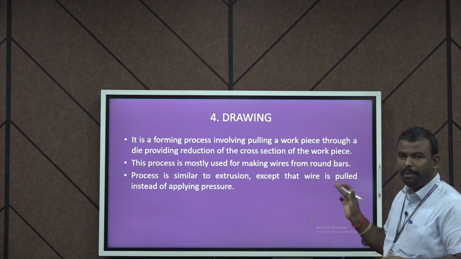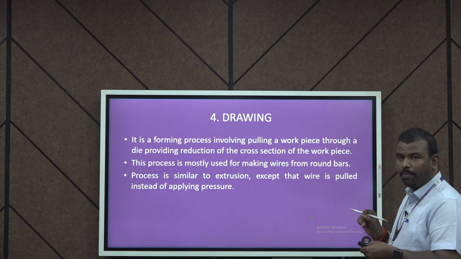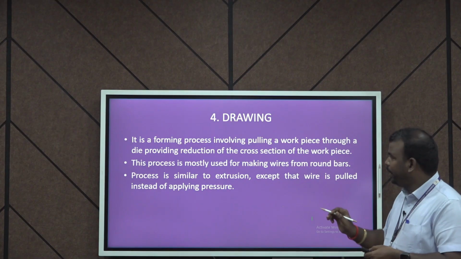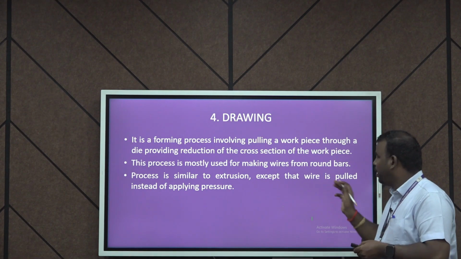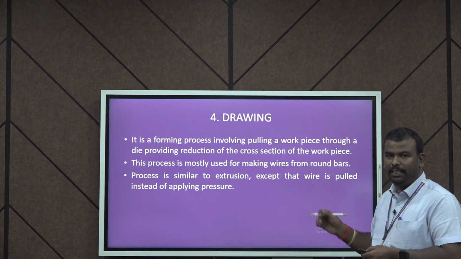Drawing is one type of metal forming process. Here we are applying a pulling force on the workpiece through a die, providing a reduction of the cross section, and the length of the workpiece is increased. This process is mainly used for making wires.